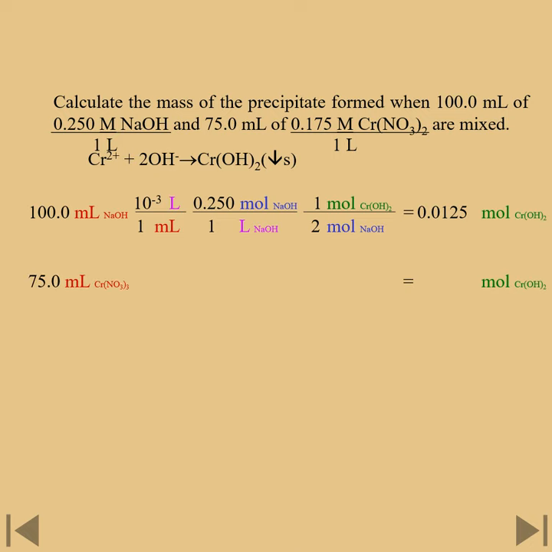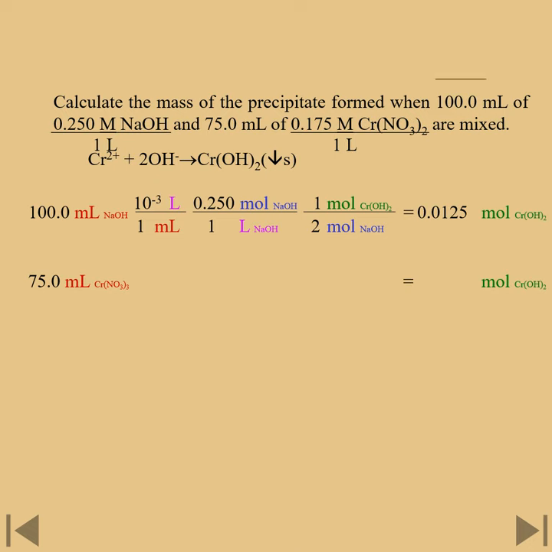Step 2, we're going to start with that volume, the 75 milliliters of the chromium(II) nitrate solution. And then step 3, let's get out of that initial unit, milliliters of chromium(II) nitrate. And yep, we're going to go to liters. How do we know that? Because we need to go to moles, and we're going to get to moles from liters.